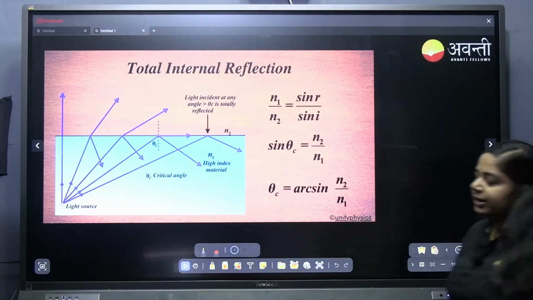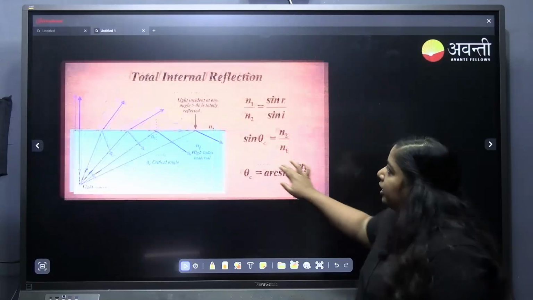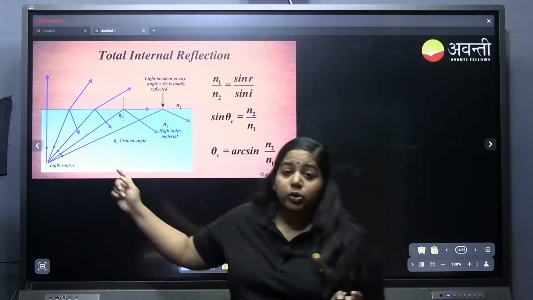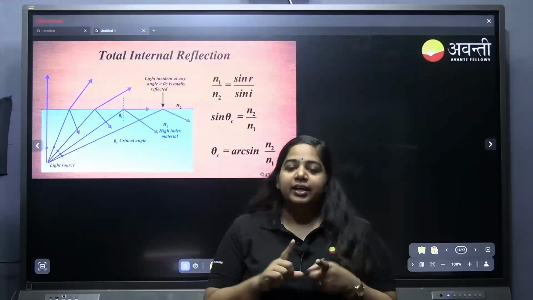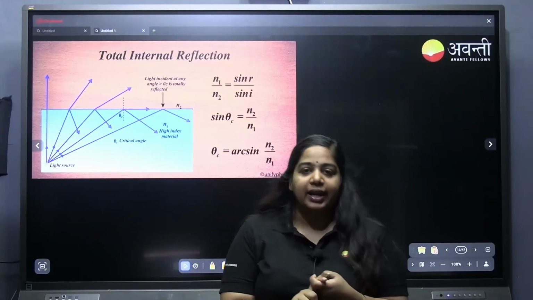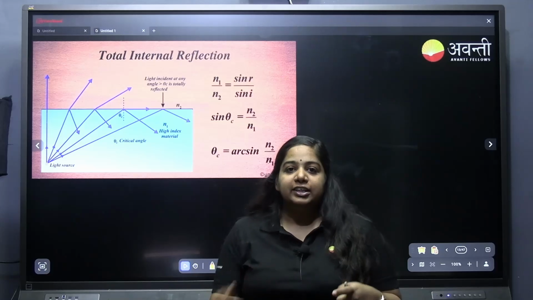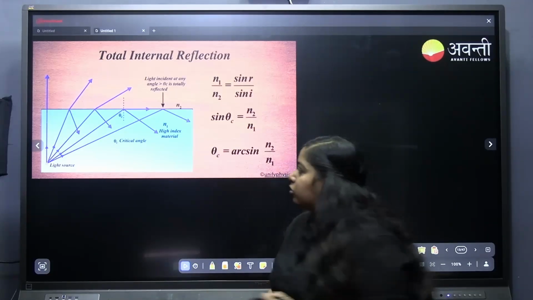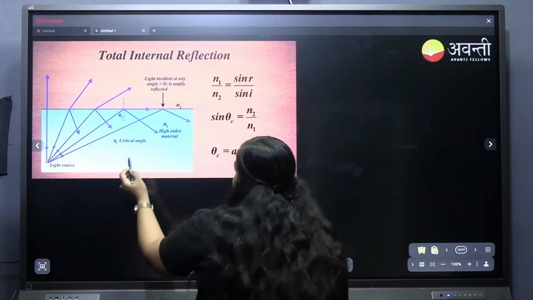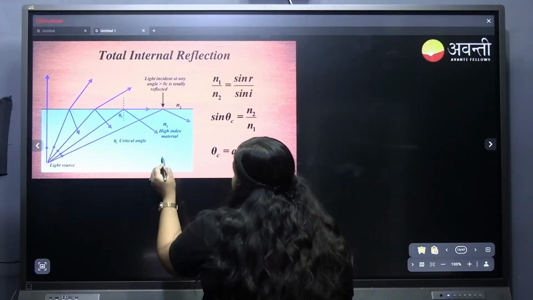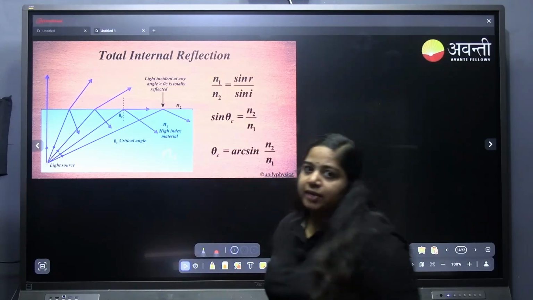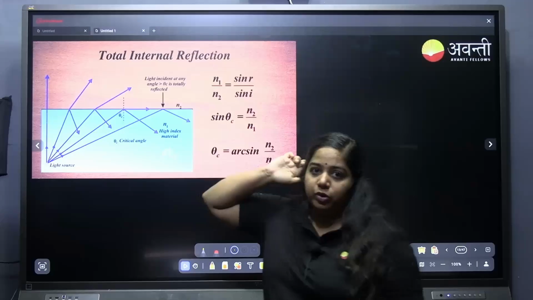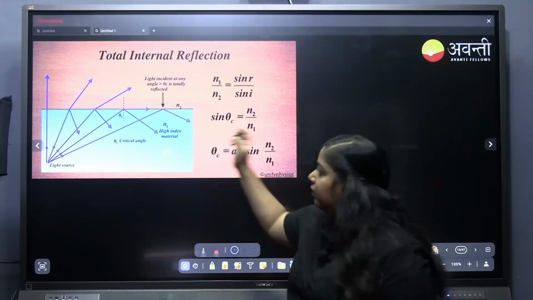Next is total internal reflection. Okay, total internal reflection, what does it say? It is only applicable if the incident ray is in the denser medium. Light is traveling from denser to rarer medium only, and total internal reflection applies there. So this is water, a denser medium, having n1 refractive index. This is the next medium, n2, a rarer medium with n2 refractive index.